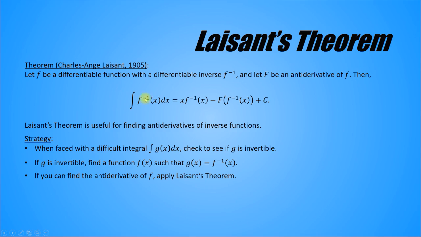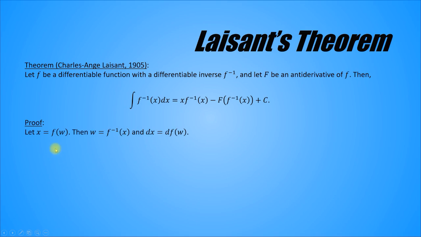Okay, so I'm going to clear everything but the theorem off the slide here, and we'll prove this thing. We start by doing a change of variable. We're going to let x equal f of w, so the new variable is w. That means that w equals f inverse of x. If you just apply f inverse to both sides of this substitution, you get w equals f inverse of x. And dx is just the differential of f of w.